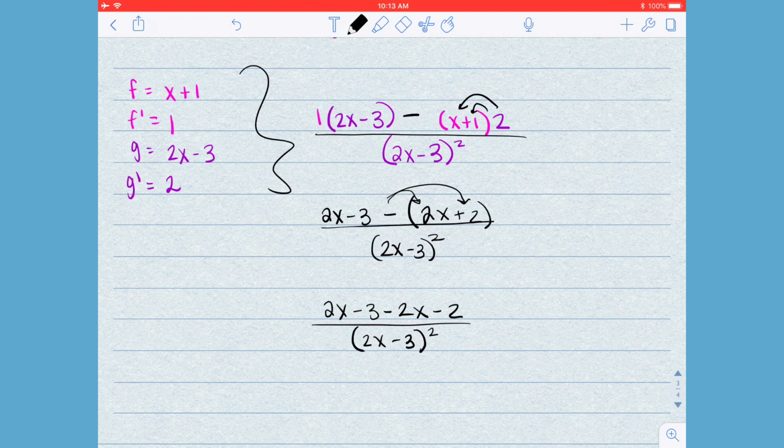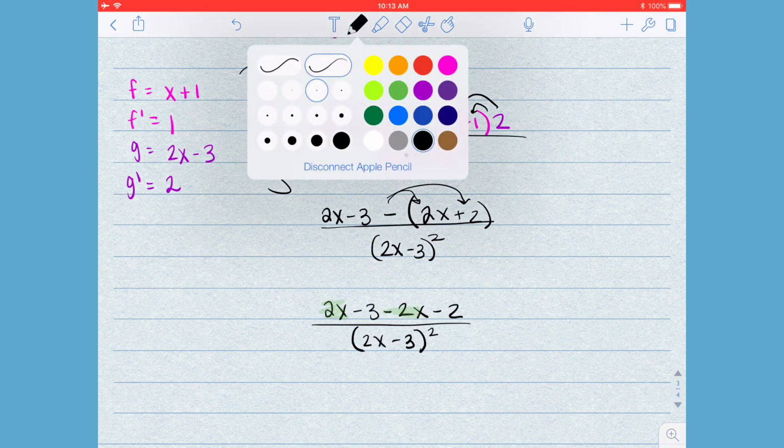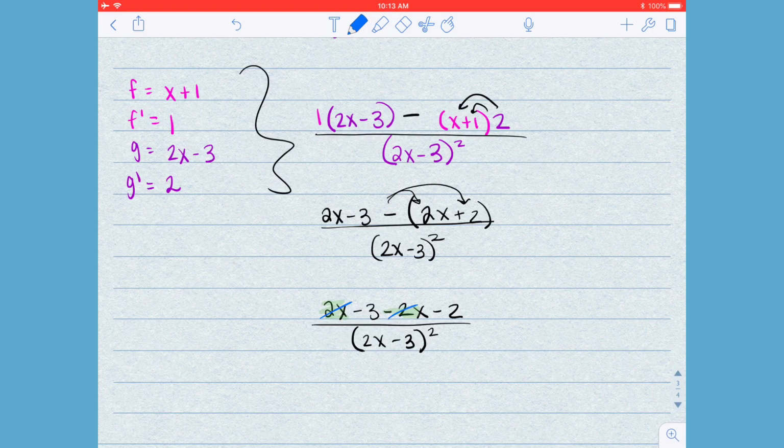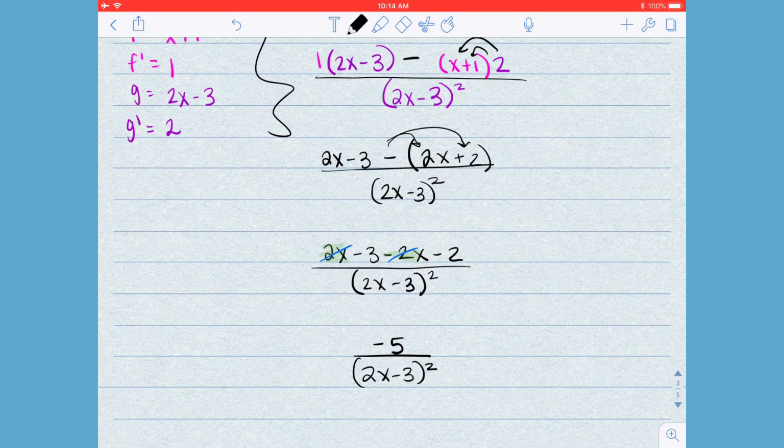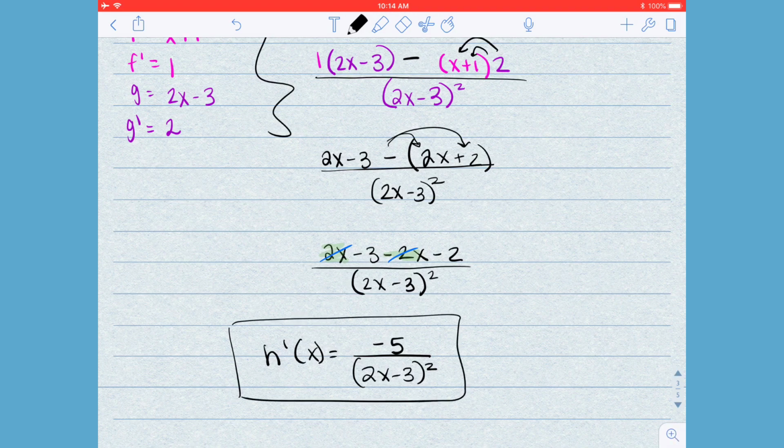And I notice that I have a 2x and a negative 2x, so I know that those are going to cancel one another out. And I'm left with negative 3 minus 2, which is just negative 5, all over 2x minus 3 all squared. And you're not required to actually square that through. You could. It wouldn't be counted wrong if you did, but you're not required to. And so this right here represents the final derivative using the quotient rule. Okay?